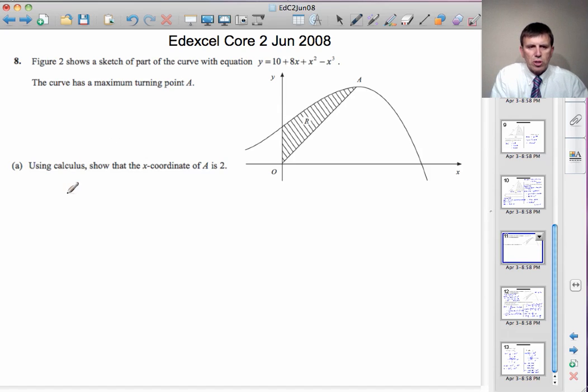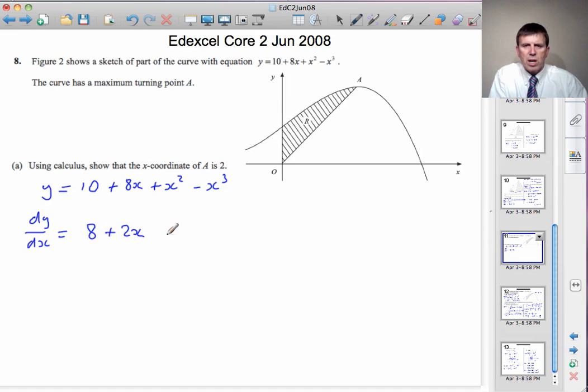Well, we begin with a function and then find dy by dx. y is equal to 10 plus 8x plus x squared minus x cubed. So the gradient function dy by dx is equal to, differentiate the 10 we get 0, differentiate plus 8x we get 8, differentiate plus x squared we get plus 2x, and differentiate minus x cubed we get minus 3x squared.